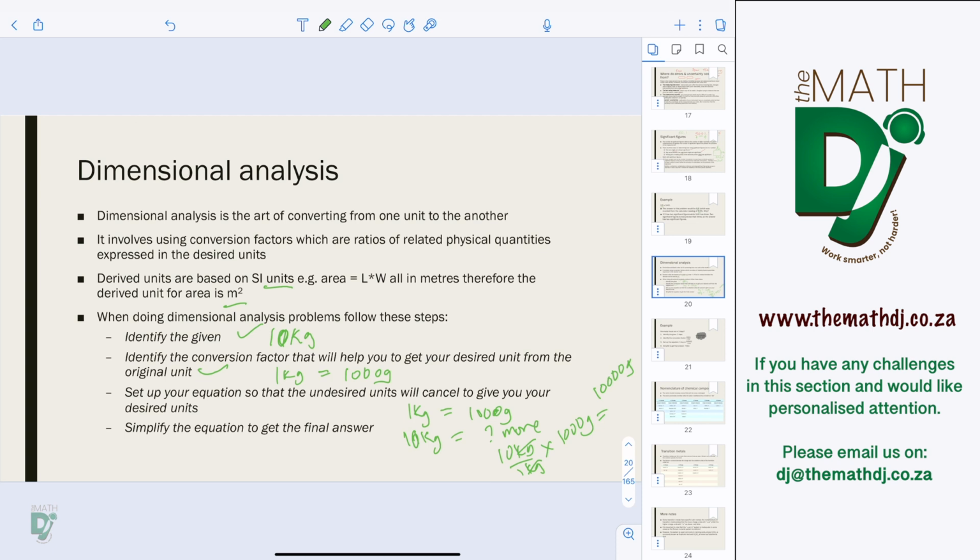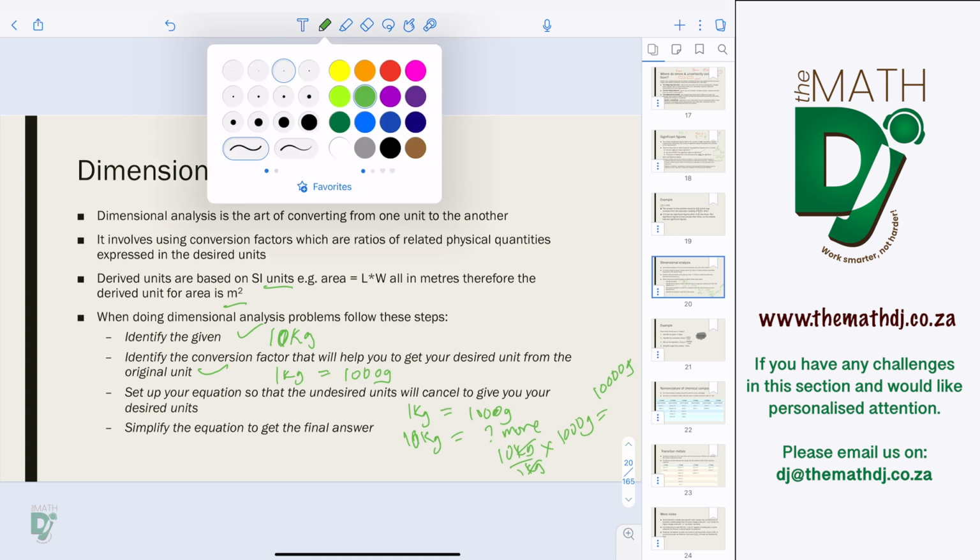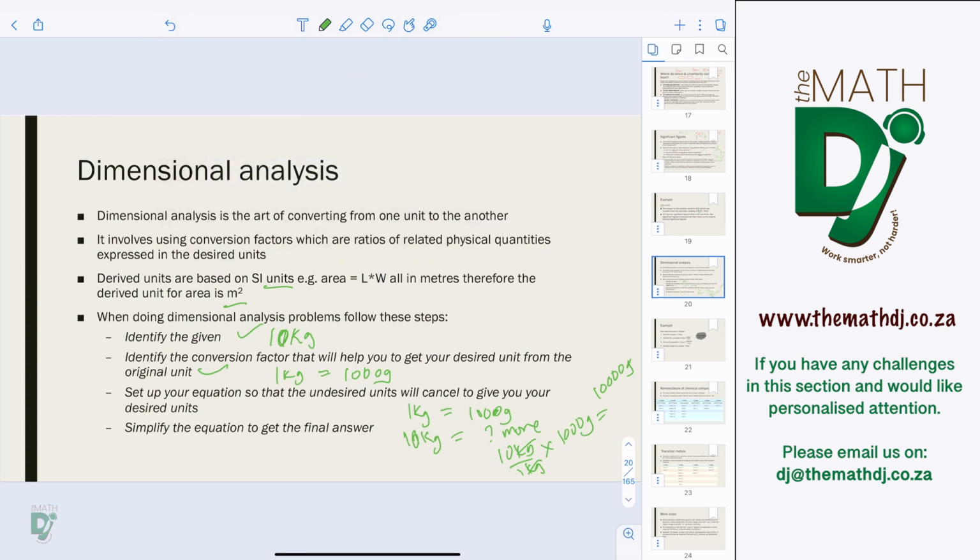So identify the given, identify the conversion factor, 1 kg is equal to 1000 grams, then set up your equation so that the undesired units will cancel each other. Basically, what they're trying to say here is use proportion, then simplify your equation to get the final answer.